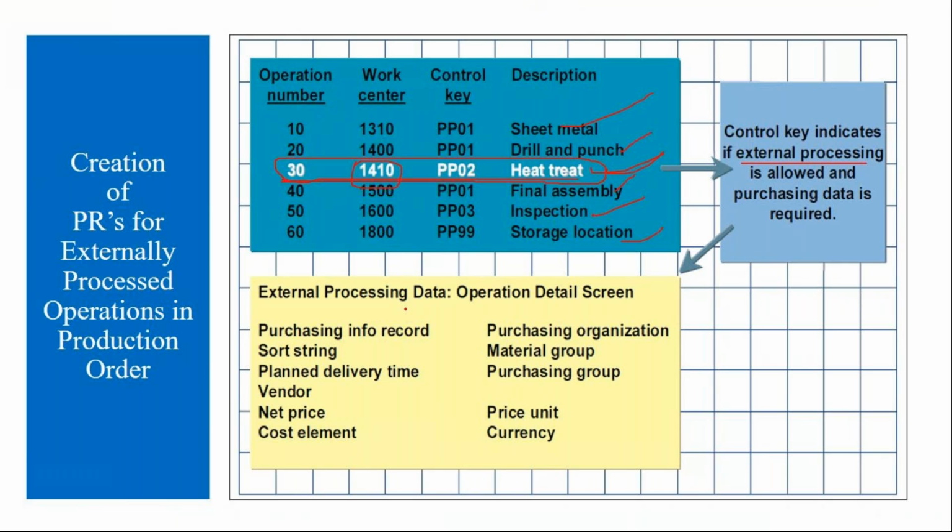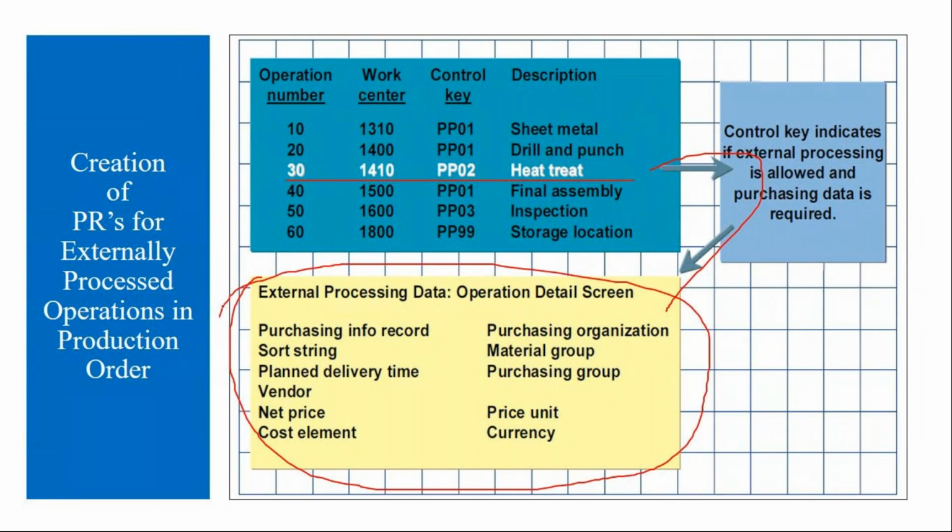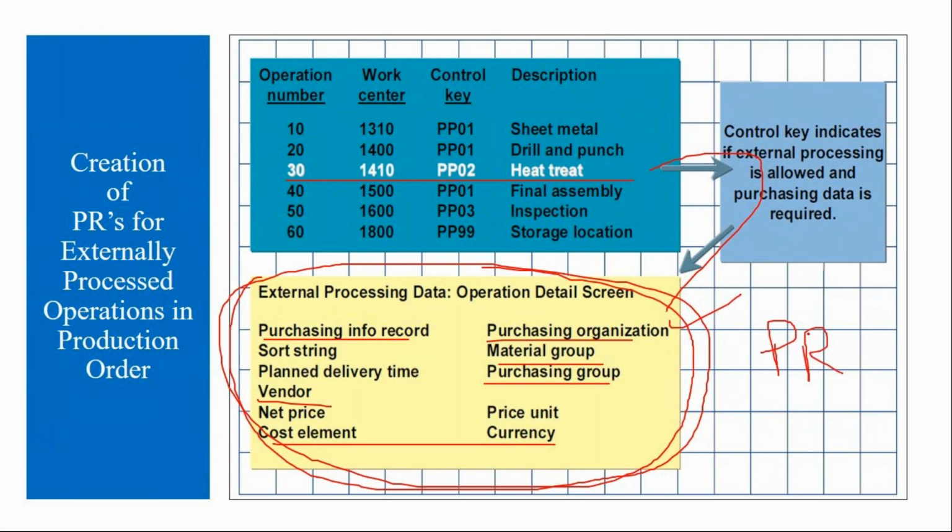Okay, so for that again you will make the payment to the vendor. So here the vendor or supplier will be executing only a particular operation, it is called external processing. Okay, so in this case if an operation is marked for external processing, then the system in the production order again will ask you to enter the purchasing data like purchasing info record, purchase organization, material group, purchasing group, vendor, all these things. And then once you save the production order, the system will generate a purchase requisition, MMPR. Okay, it's like a service PR.